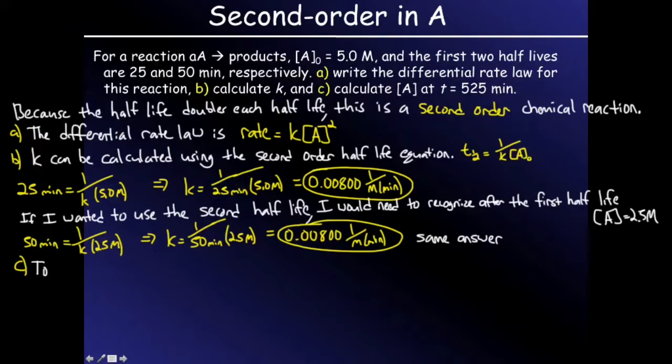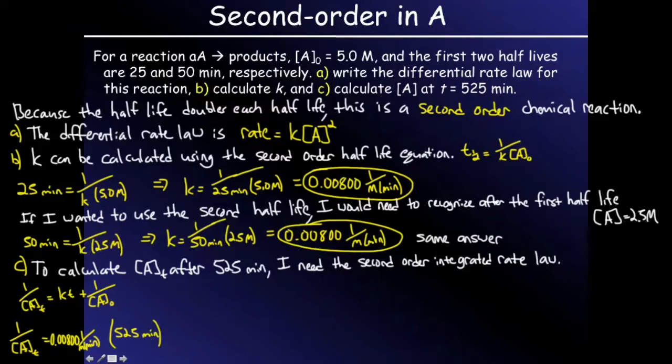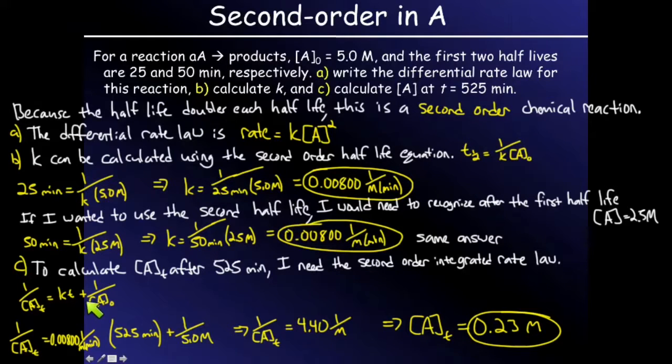For part C, to calculate the concentration after 525 minutes, now I have a question that's relating concentration and time, and concentration and time are related through the integrated rate law equation. So 1 over the concentration at time t is going to be equal to K times t plus 1 over the initial concentration.